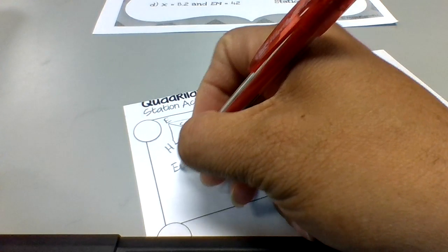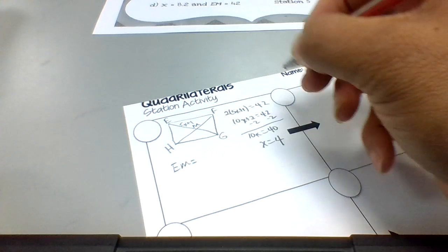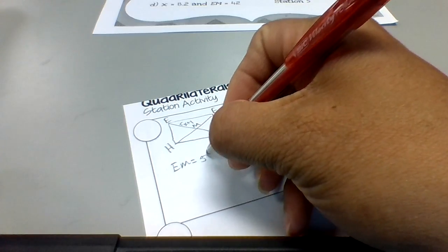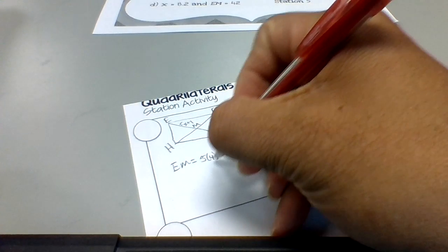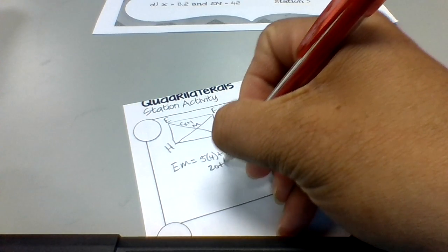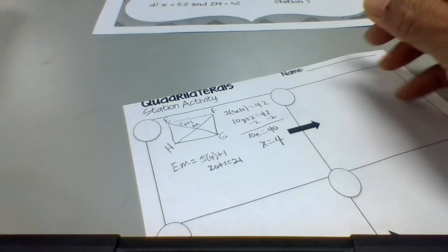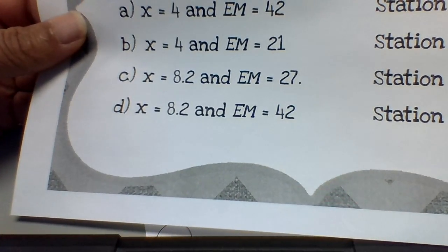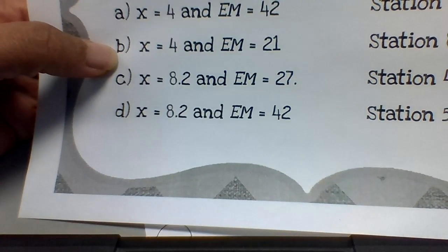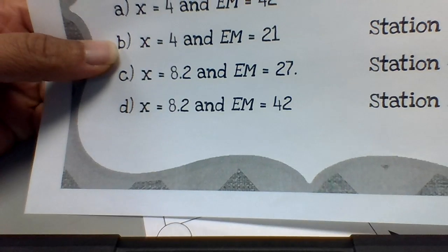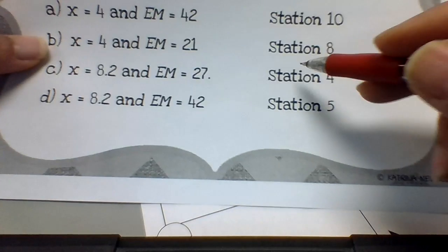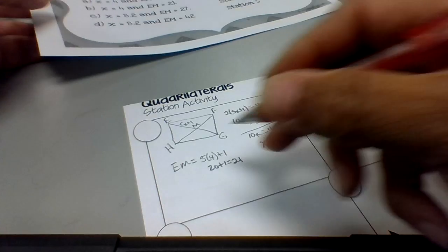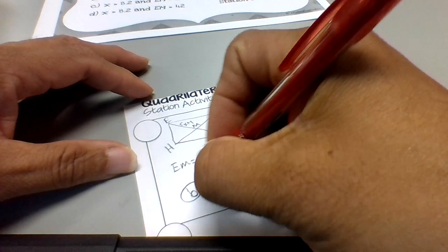So EM is going to equal 5 times 4 plus 1. So 20 plus 1 is going to equal 21. So my answer choice is B. X is equal to 4 and EM is equal to 21. So I'll go to station 8 next. So my answer is B.